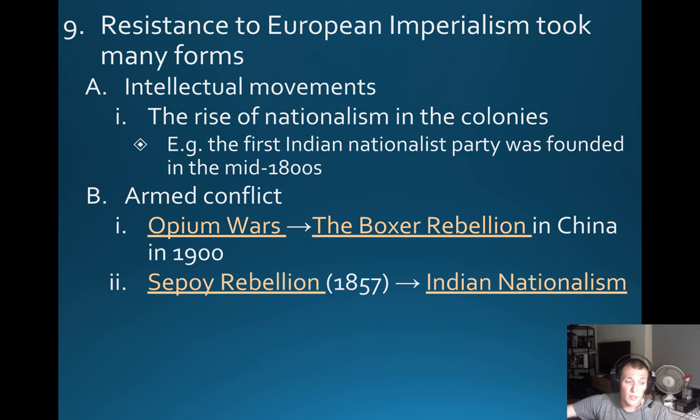As far as the Opium Wars and things, China is going to go to war with England in the early 1800s as a result of this imperialism, right? After England floods China essentially.